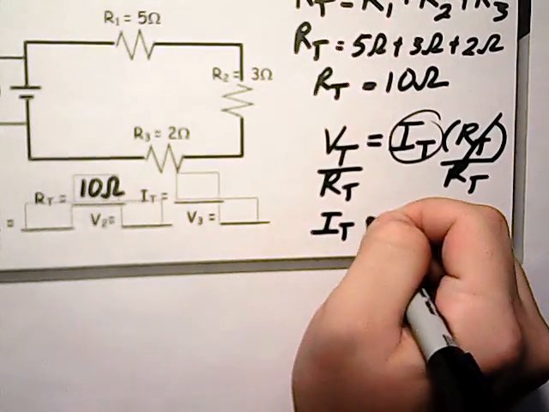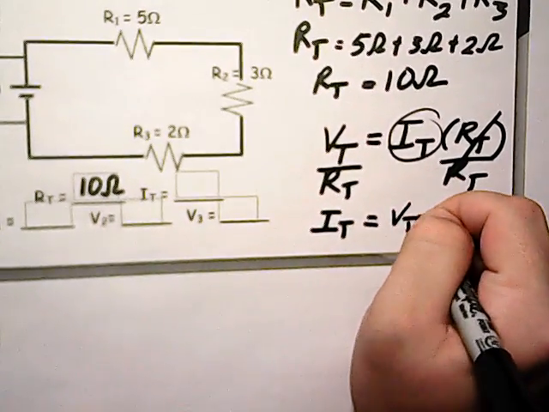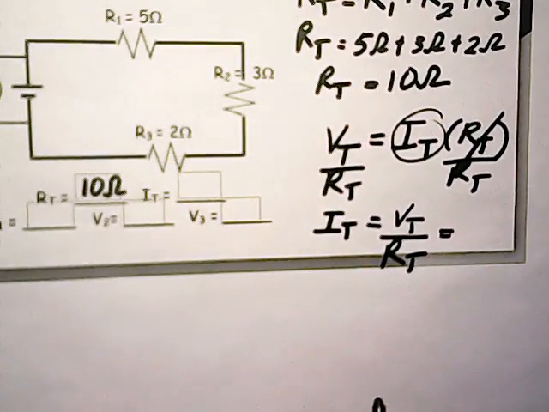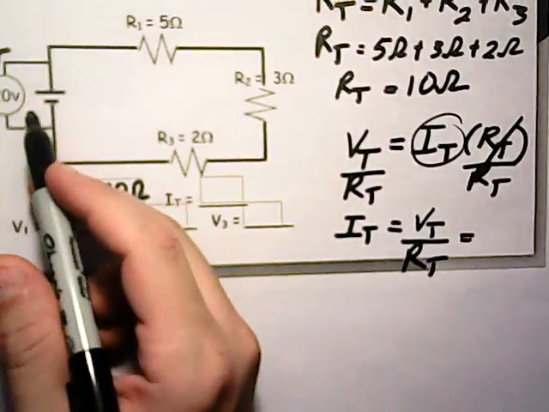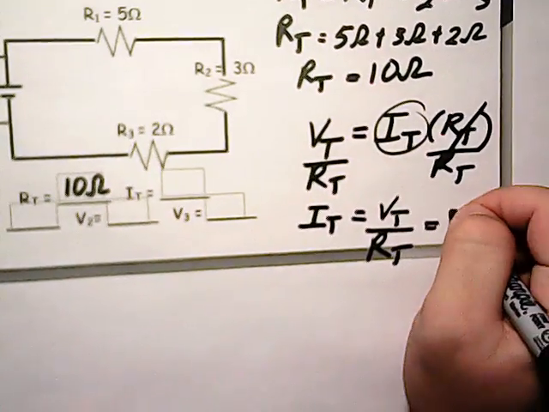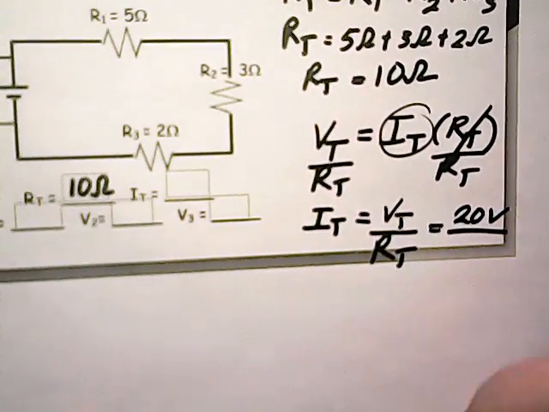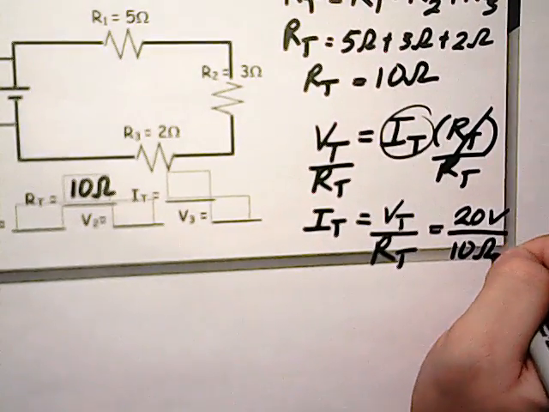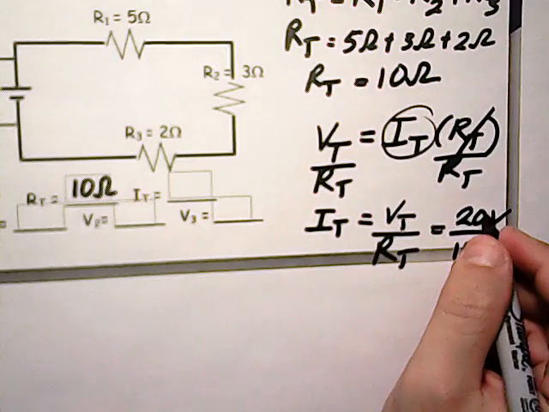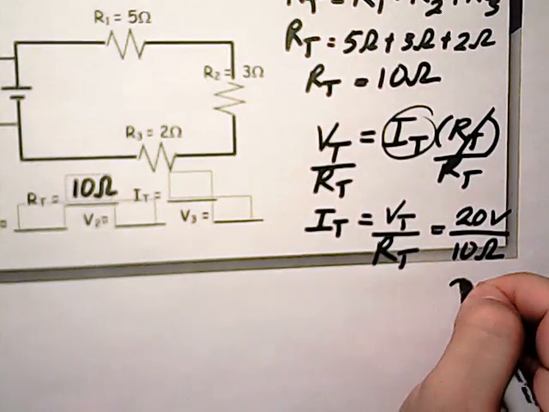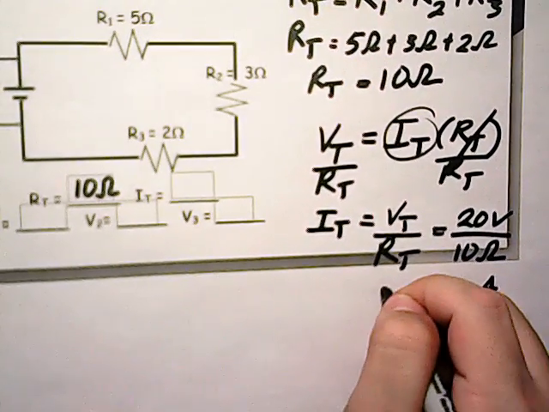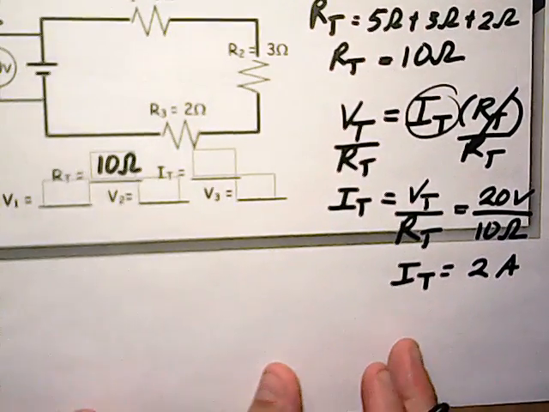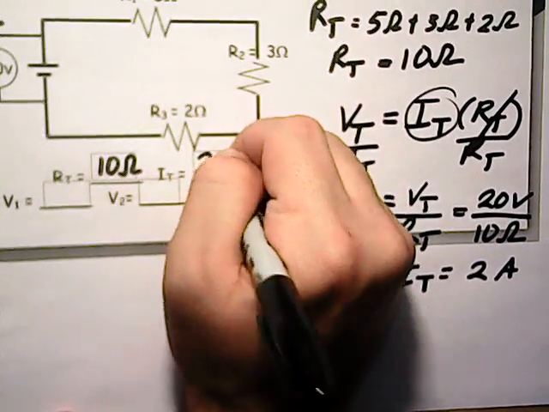So I total is going to be equal to V total over R total. So we plug it in. 20 volts is our total voltage, divided by RT, which is our total resistance. So we end up getting 20 divided by 10. So this is 2 amps is our total. So we have 2 amps.